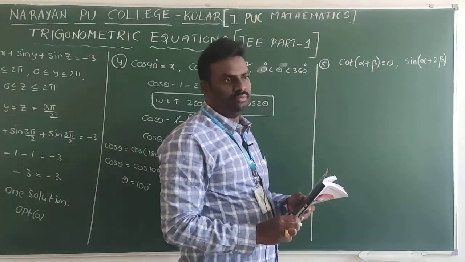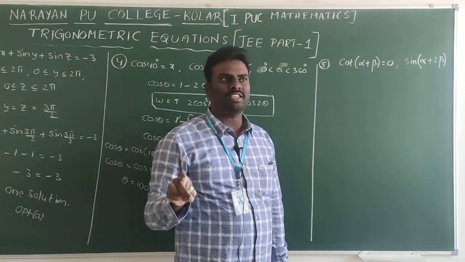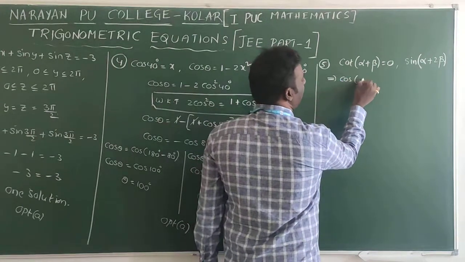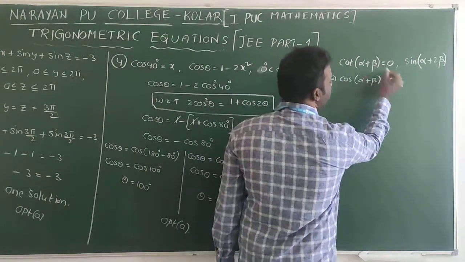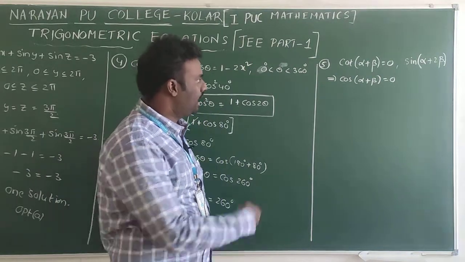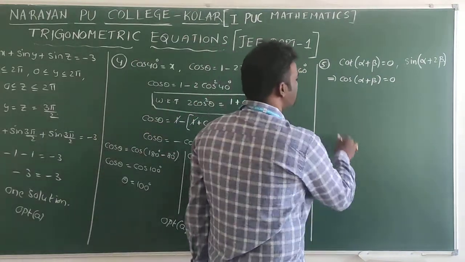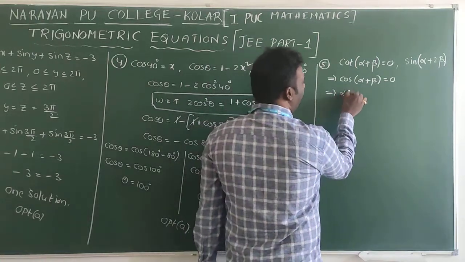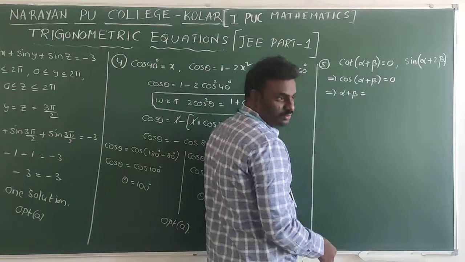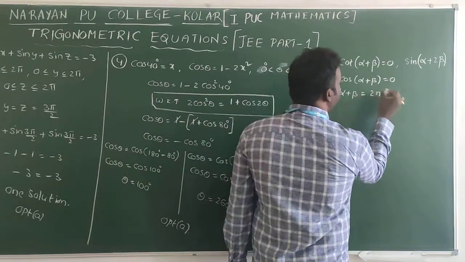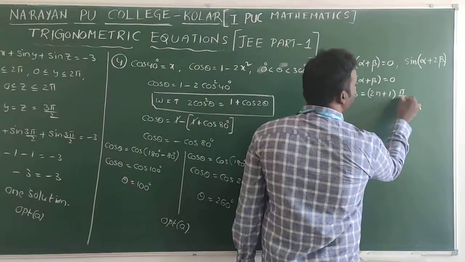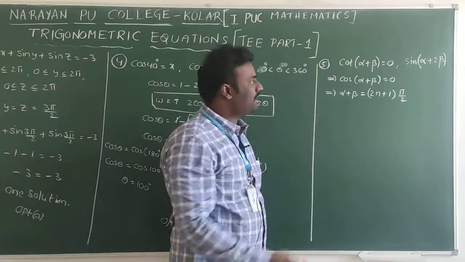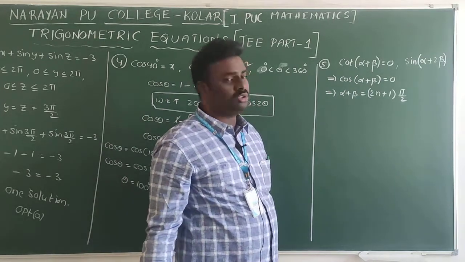Cot value 0. Cot is nothing but cos by sin. From this I can write cos of alpha plus beta is equal to 0. Okay, the general solution: if cos x is equal to 0, we know the general solution formula. Then alpha plus beta is equal to 2n plus 1 into pi by 2. Okay, now this is a solution, but we require sin of alpha plus 2 beta.